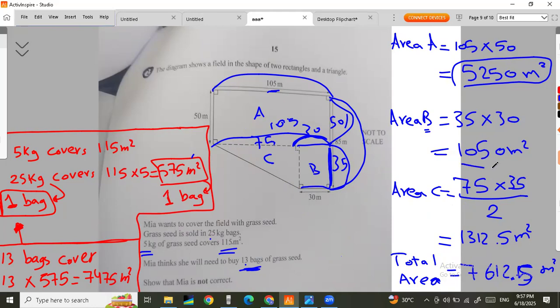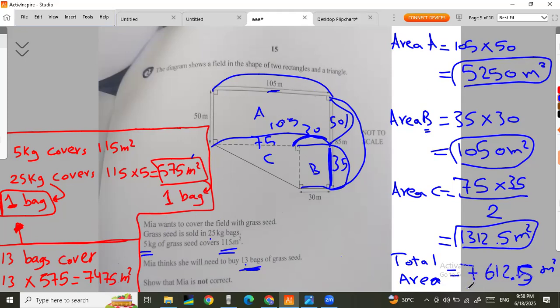So we got the area of rectangle 1, the area of rectangle 2, and the area of the triangle. Add the three of them up, how much does it give me? We said, Mister, definitely the 13 bags are enough for area A. But is it enough for area A and area B? If you add them up, yes, it's enough for area A and area B. But is it enough for the whole field?